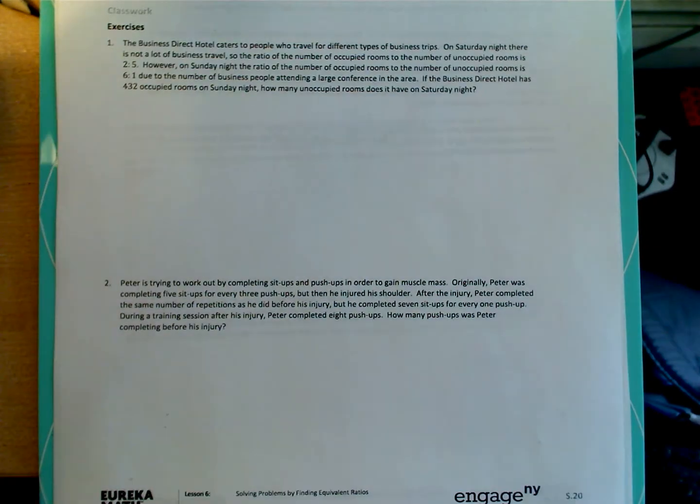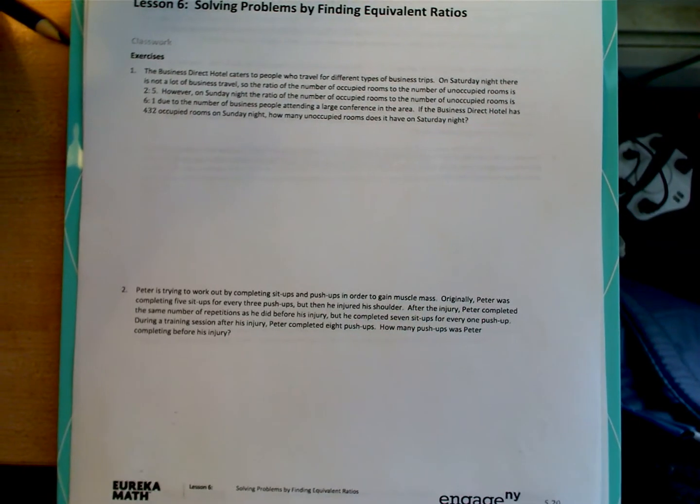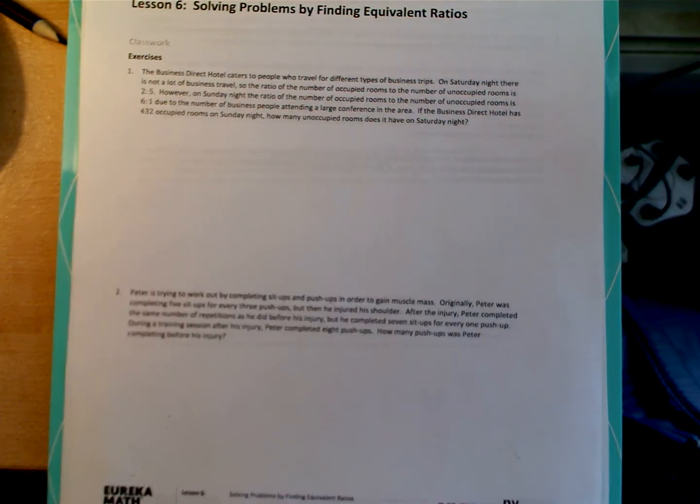All right, today we're going to be looking at lesson 6, solving problems by finding equivalent ratios. So let's look at exercise 1.